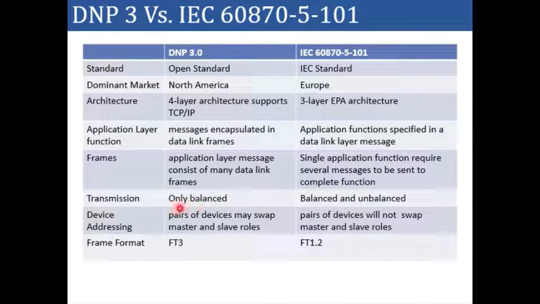In DNP3, we have only balanced data communication, while 101 can have both balanced as well as unbalanced data communication. In case of DNP3, pairs of devices may swap the roles of master and slave, while in case of 101, pairs of devices cannot swap the roles of master and slave. DNP3 is based on the FT3 frame format, while 101 is based on the FT 1.2 frame format.